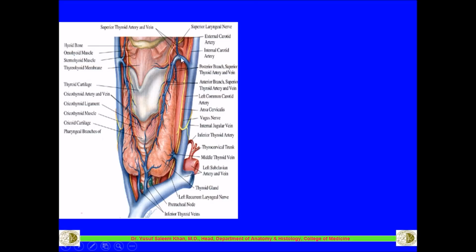So here you can see once again the superior thyroid artery coming from the external carotid artery. Then we have the inferior, which cannot be seen here clearly. Then also you can see here, this is the superior thyroid vein, this is the middle thyroid vein, as well as this is the inferior thyroid vein.